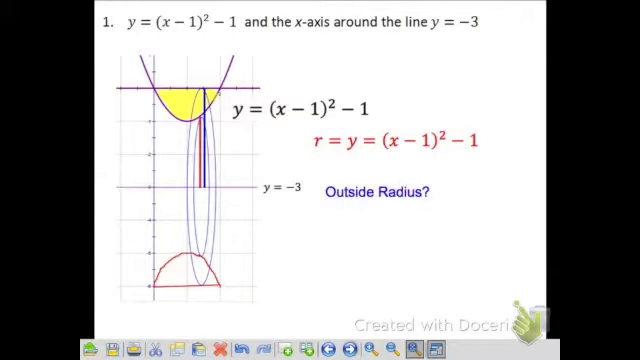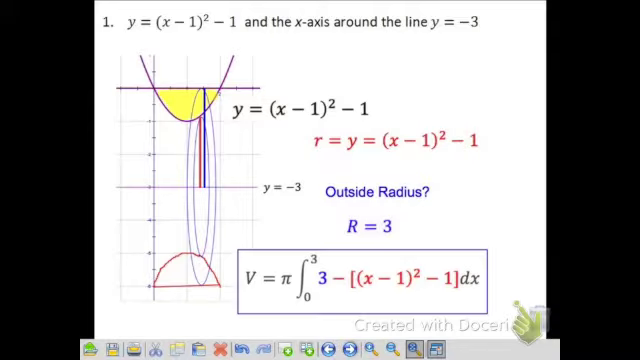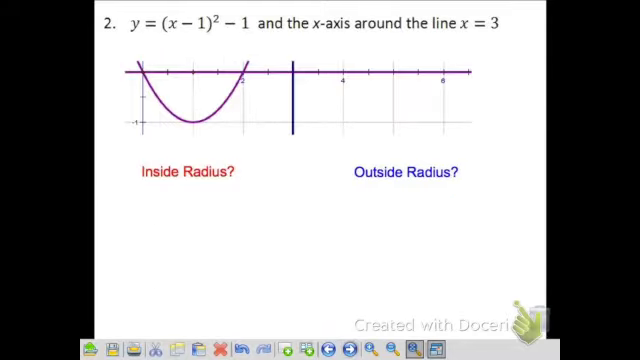Next we'll look at our outside radius, and this time the outside radius is always going to be 3. And then we could set up our integral just like before: the outside, the longer radius, minus the lower one, which will give you the smaller radius, and integrate to find the answer.